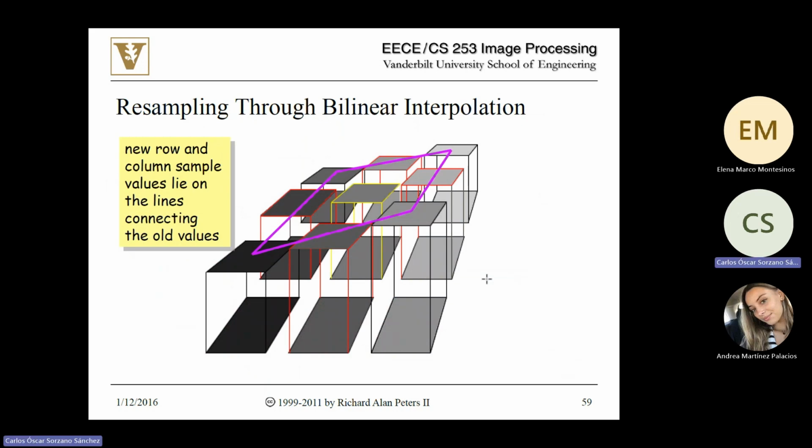Look at this. We have this plane. If you look in the x direction, what we have is a line. And if you look in the y direction, what we have is also a line. So if you have a line in x and a line in y, that is why it's called bilinear interpolation.